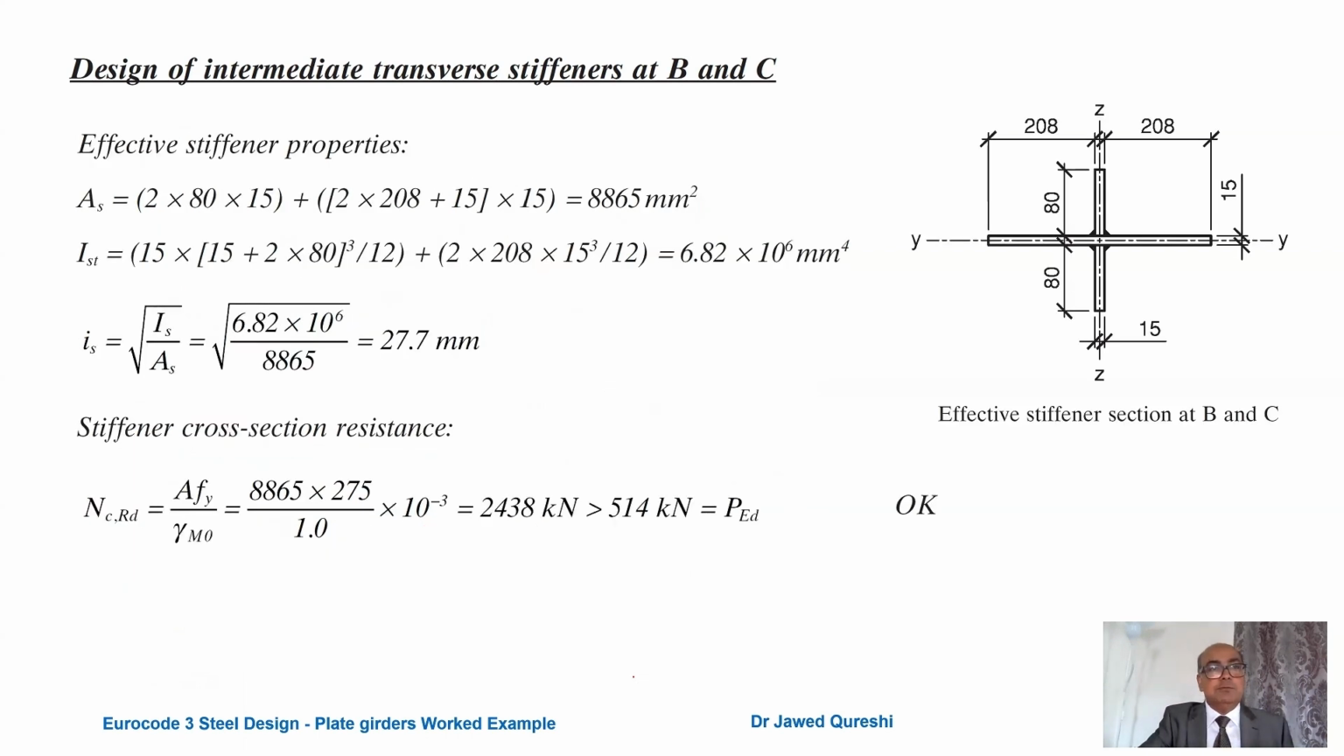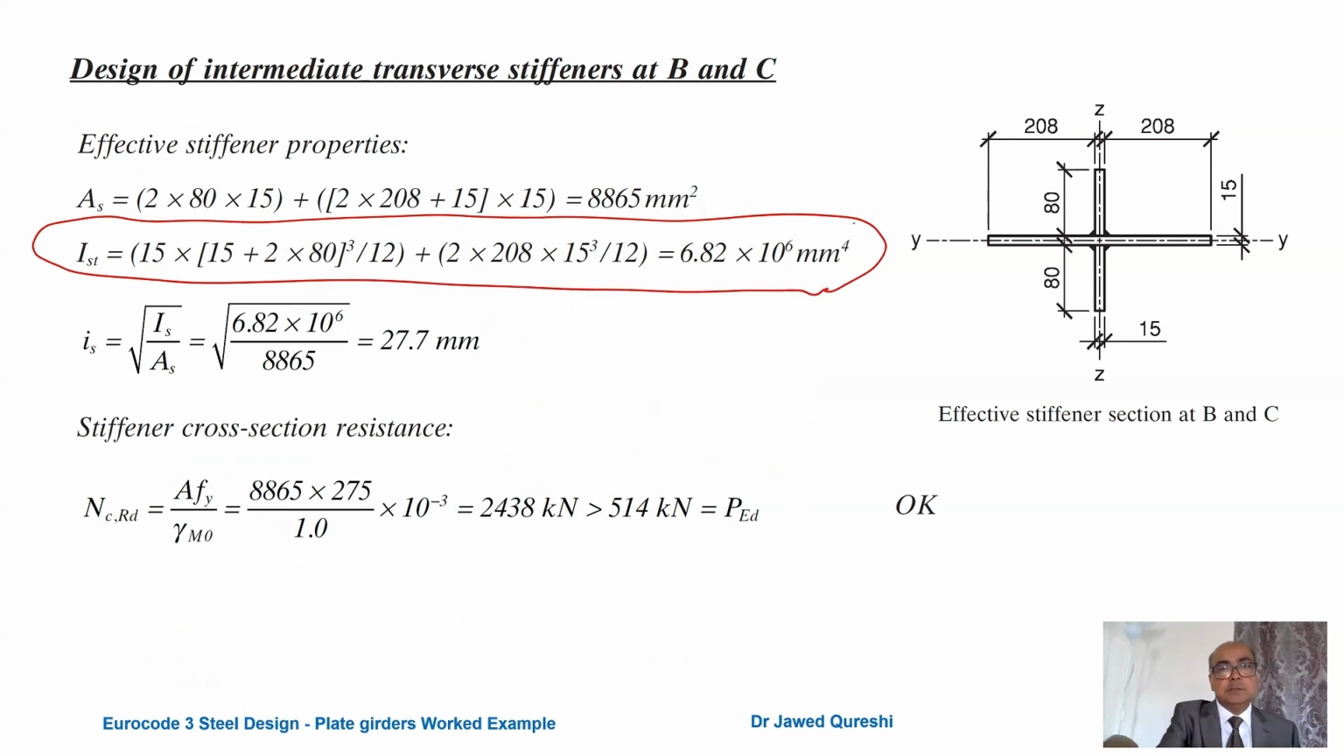Effective properties. Now, how do we find out effective properties? We found out IST a little earlier, so there's no need to repeat it. I will find out the area of this portion. So area will be 2 into 80 into 15, which is the area of these stiffeners, plus the portion of the web which is attached here. So 2 into it is this portion. So area of this entire web will be 208 plus 15. That is the width, and the height is 15. So from here we get 8865 millimeter square.